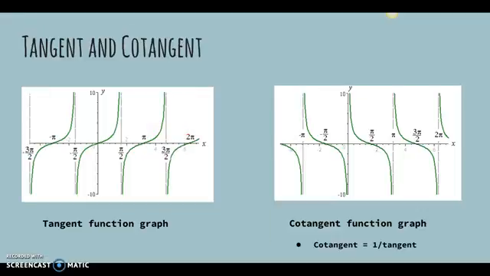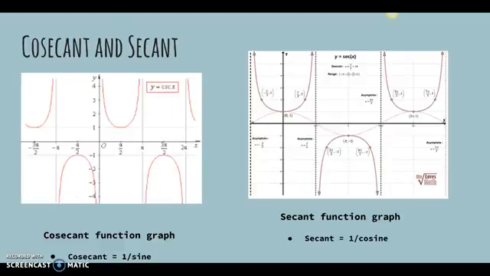So now we have tangent and cotangent, and tangent is the function graph on the left. The tangent graph goes from left to right, and its asymptotes are at negative pi over 2 and pi over 2. And cotangent is the reciprocal of tangent. It's 1 over tangent. And the graph goes from right to left, and the asymptotes are at 0 and pi, and 0 and negative pi for cotangent.